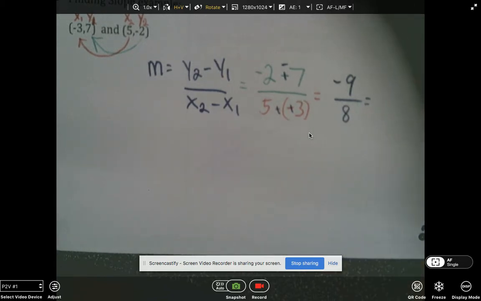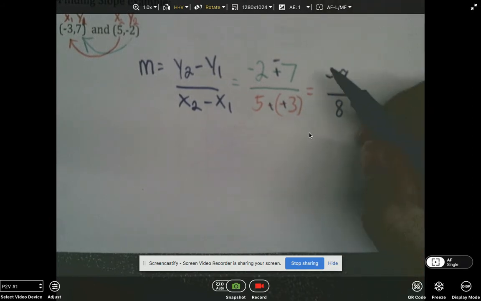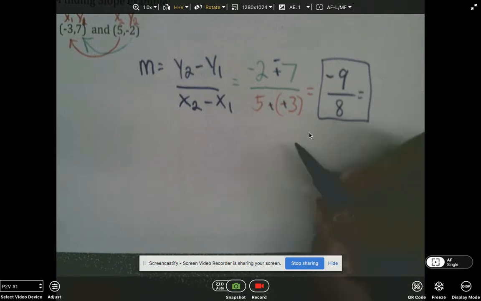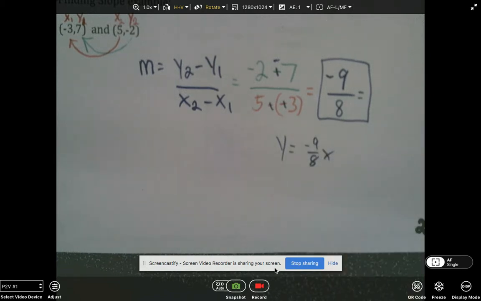That can be simplified, but to be honest with you, we usually just write slope as a ratio. So this would be, if you wrote an equation, y equals negative 9/8 x.